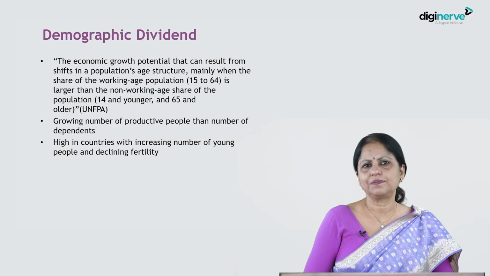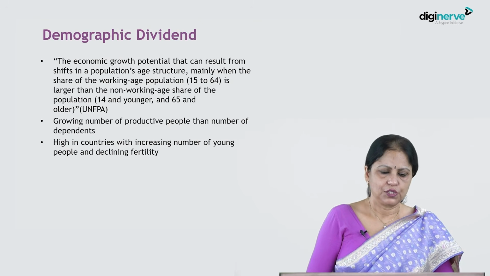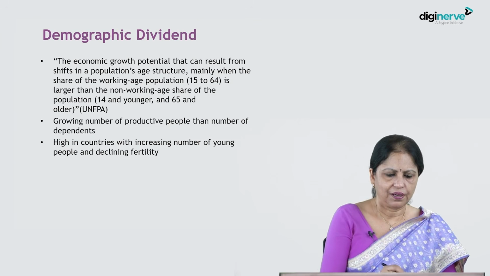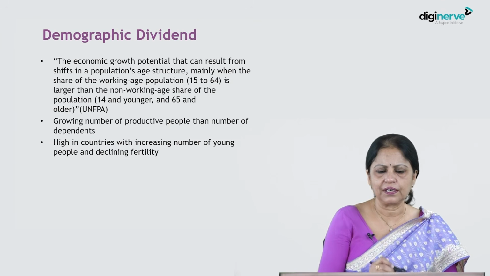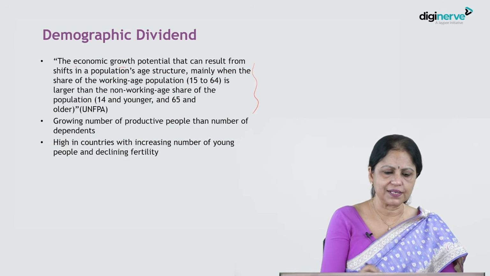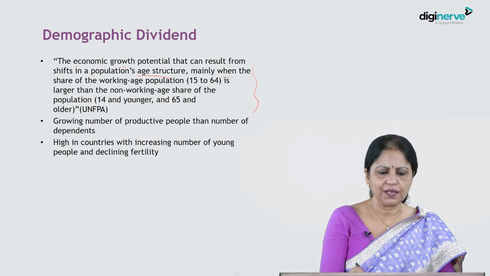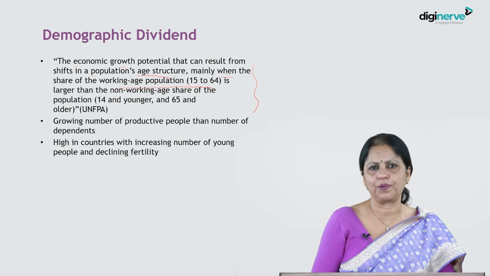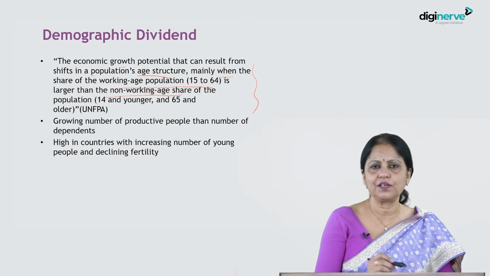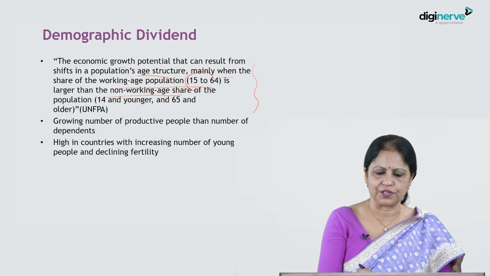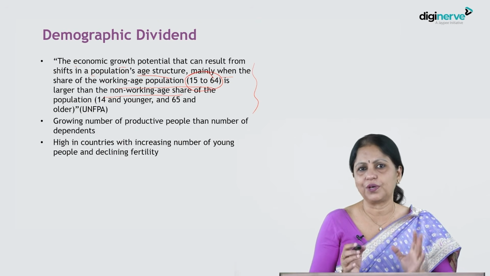It is a misnomer. Now, another concept is demographic dividend. This is a definition given by the United Nations. It is the economic growth potential that can result from shifts in a population's age structure, mainly when the share of the working age population is larger than the non-working age. Working age is taken to be 15 to 64 years. This is the adult population that is working.